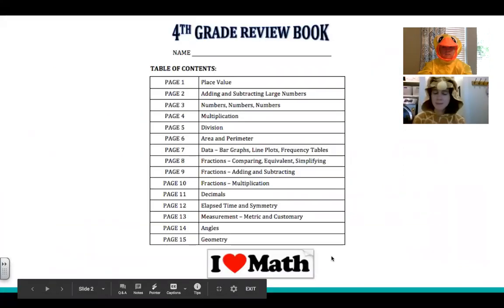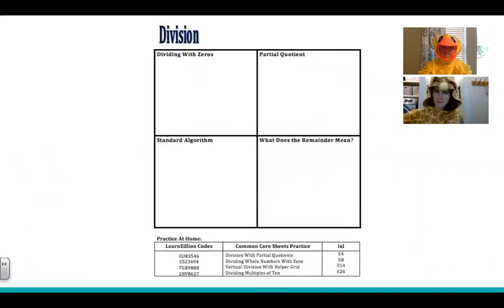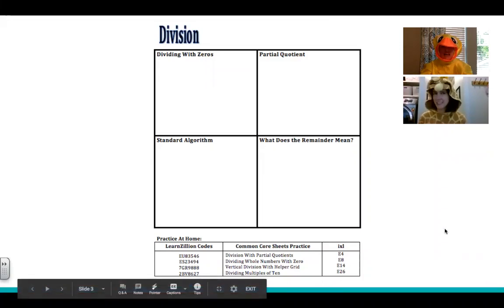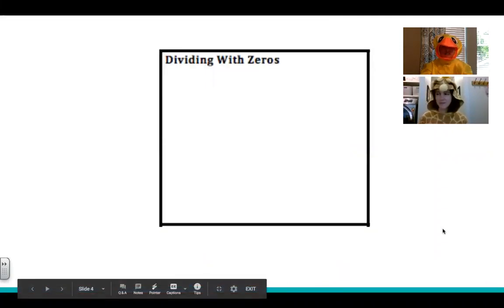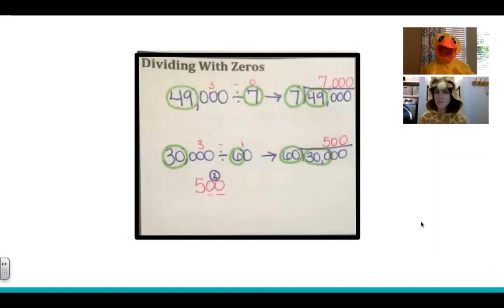All right, so you're on page 5. So turn to page 5. It should look like this. Remember, just like with multiplication, we learned a couple of different strategies with division. So today we're going to go through those strategies, and we'll start with our zero trick. So find that box on your page, and remember to copy what we put on the screen so you have this in your notes.